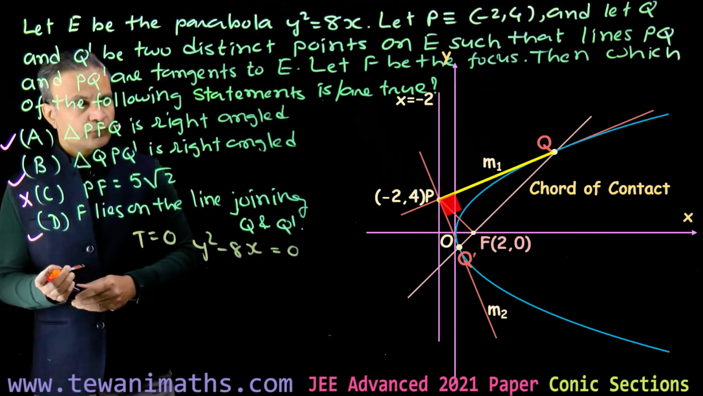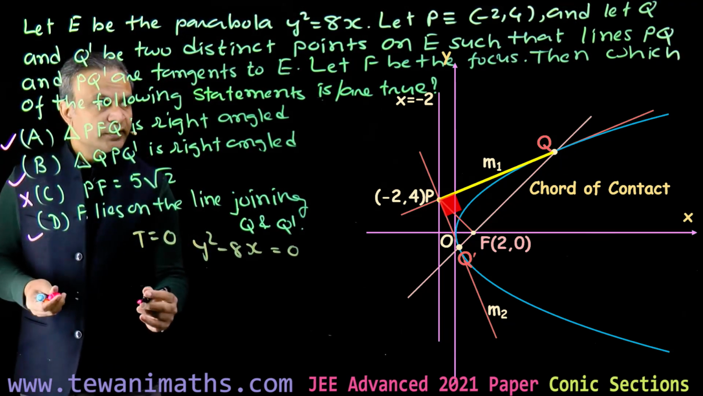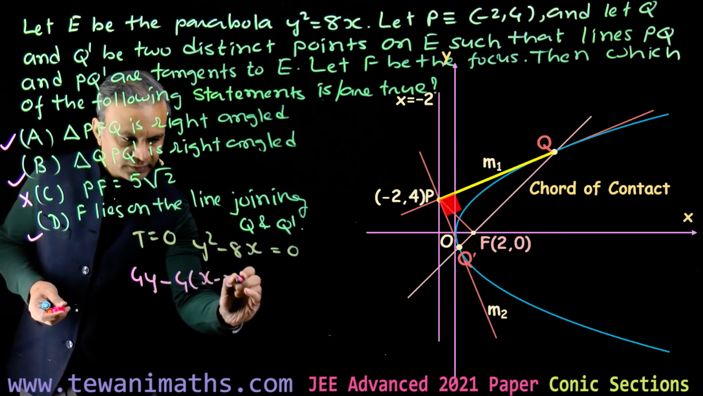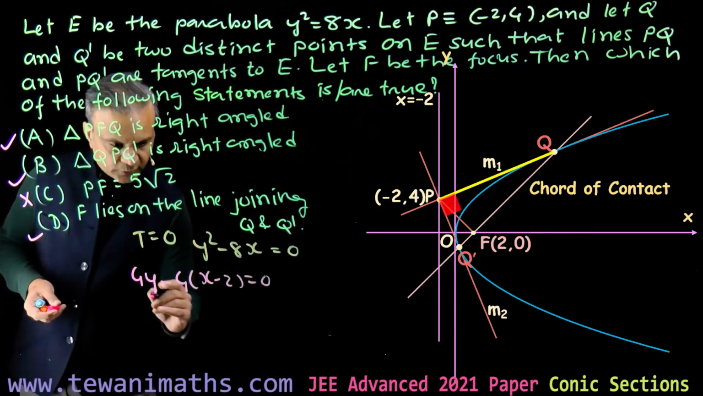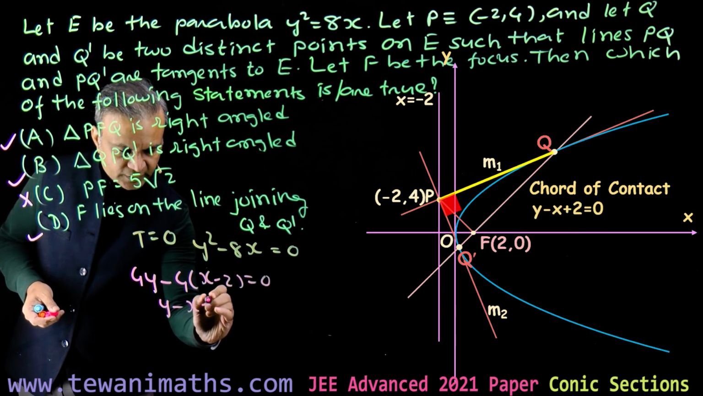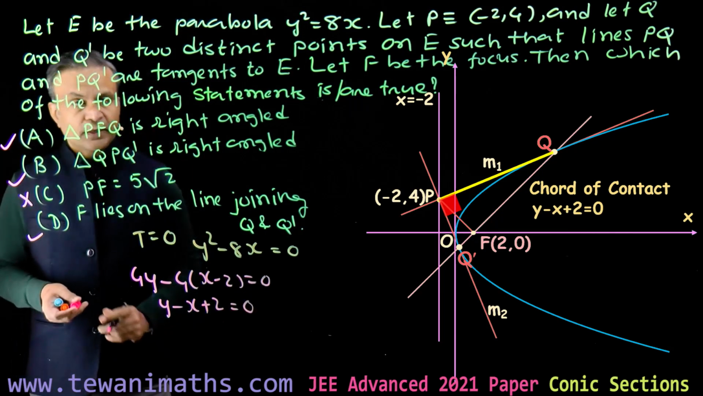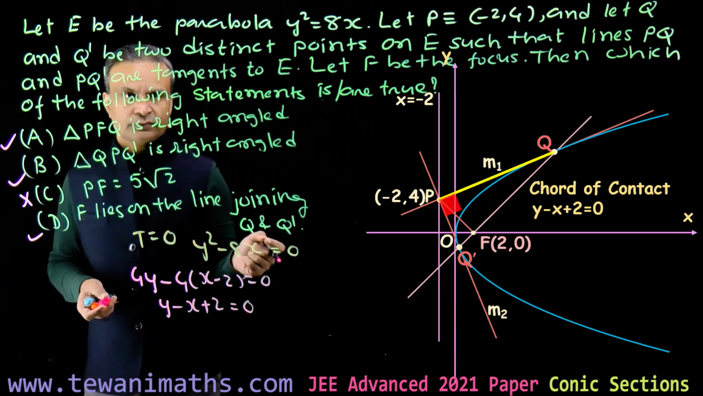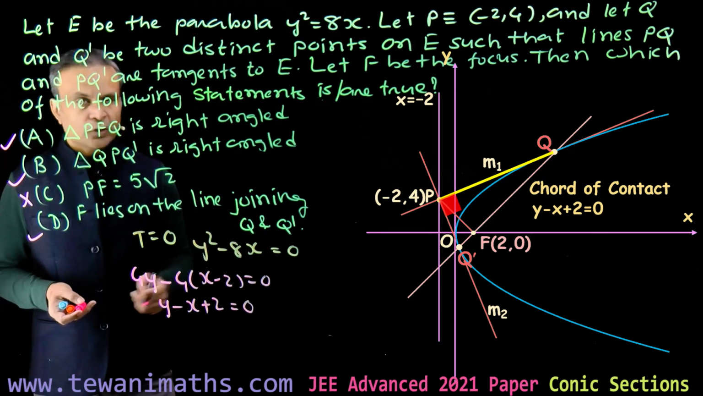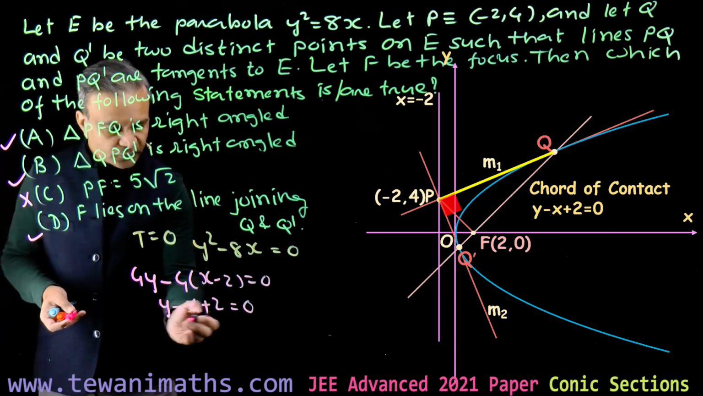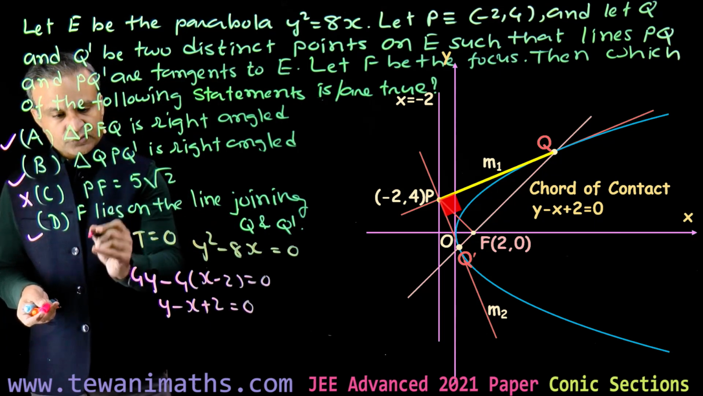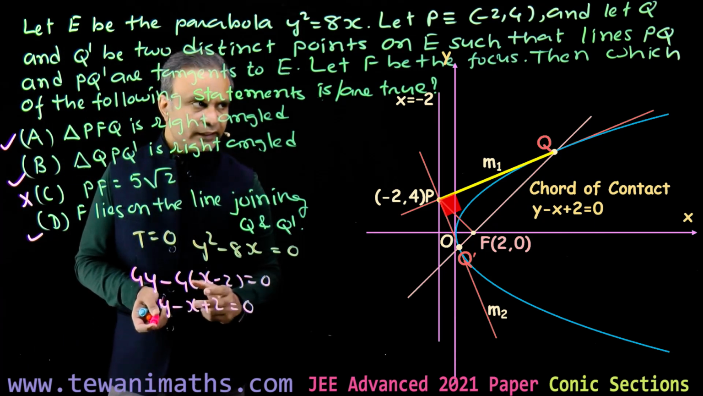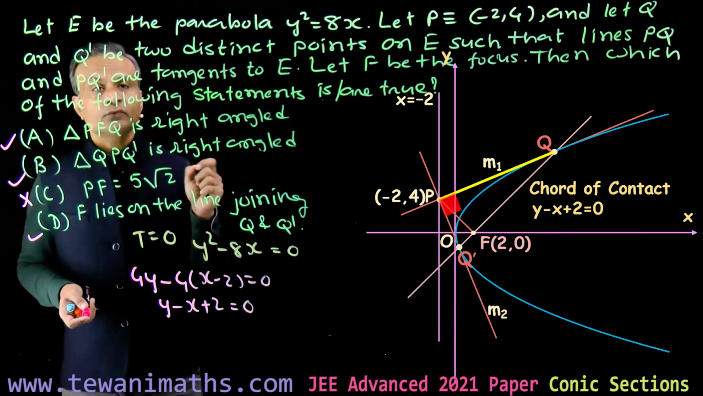So equation of chord of contact will be, we replace y square with 4y and 8x with 4 times x plus 2. So equation of chord of contact will be y minus x plus 2 is equal to 0, and clearly this equation satisfies focus. Coordinates of focus are 2 comma 0. Okay, it satisfies this equation. Okay, so this option is also correct, that F lies on the line segment joining Q and Q dash. But for that you should know how to get the equation of chord of contact.